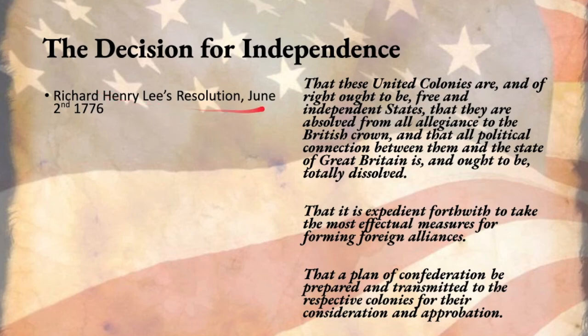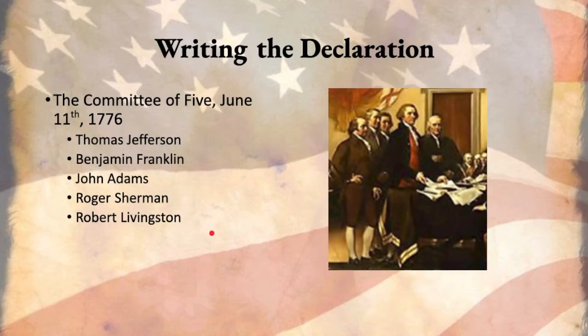So Richard Henry Lee proposes this on June 2nd. This is a whole month, a month and 2 days, before the actual declaration. But he proposes it as, okay, we've crossed the Rubicon. We can't go back. It's time for us to make a decision. The Continental Congress appoints a committee of five on June 11, 1776, made up of Thomas Jefferson here, Benjamin Franklin back over here, John Adams in the front left, and Robert Livingston and Roger Sherman in the back. This group of five was commissioned to write a full declaration outlining why we're doing all this.